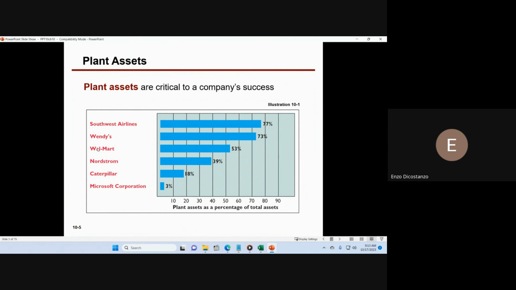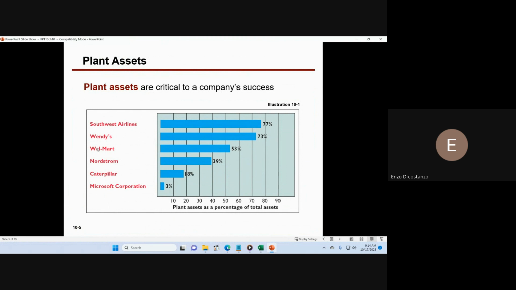Wendy's, I just mentioned it. They have a lot of the ovens and cooking equipment and the counters and the microwaves and the freezers and everything you need in an industrial kitchen. Walmart has a lot of stores. Nordstrom, same thing. Now Caterpillar's surprising because they're selling their inventory.